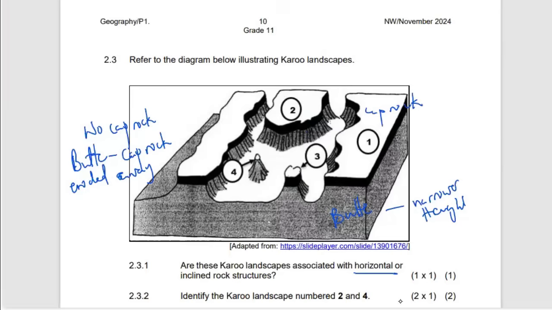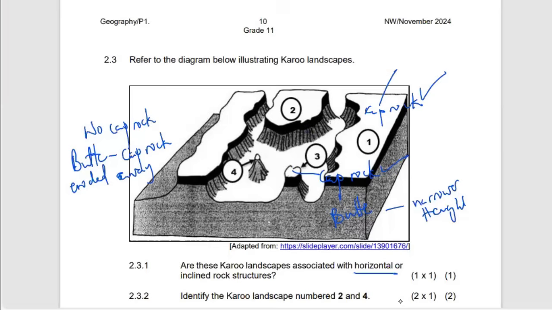So its similarity, it has a cape rock, and also this, if you check, it also has its cape rock. So they are similar in the sense that a plateau has got a cape rock, and also the butte also has a cape rock. But we look at the differences.